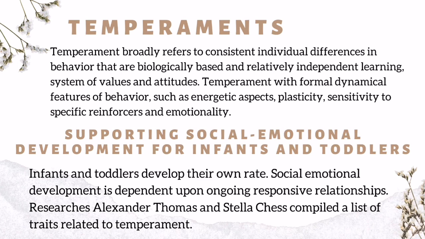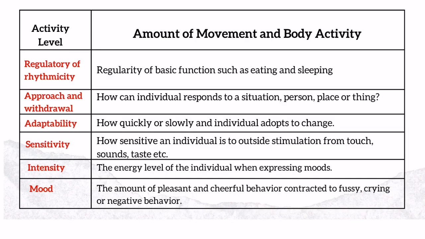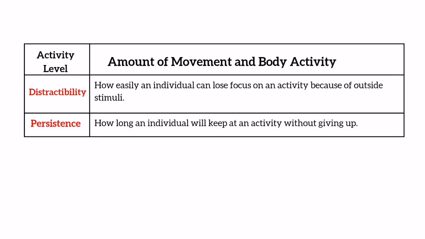The next one is supporting social-emotional development for infants and toddlers. Infants and toddlers develop at their own rate. Social-emotional development is dependent upon ongoing responsive relationships. Researchers Alexander Thomas and Stella Chess compiled a list of traits related to temperament. These are on the list: activity level, the amount of movement and body activity.